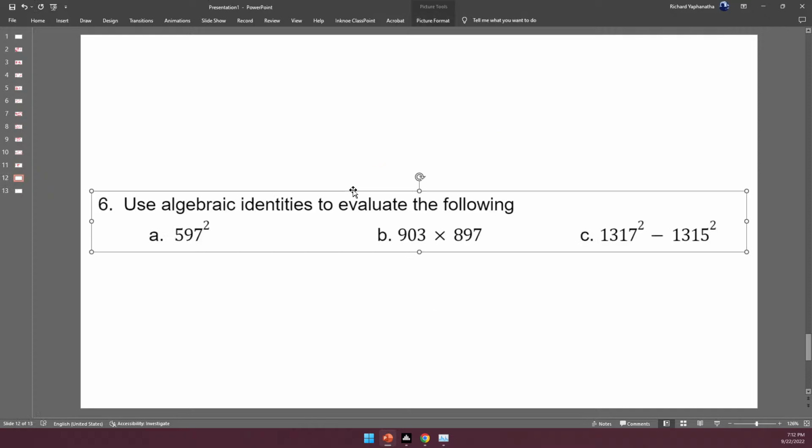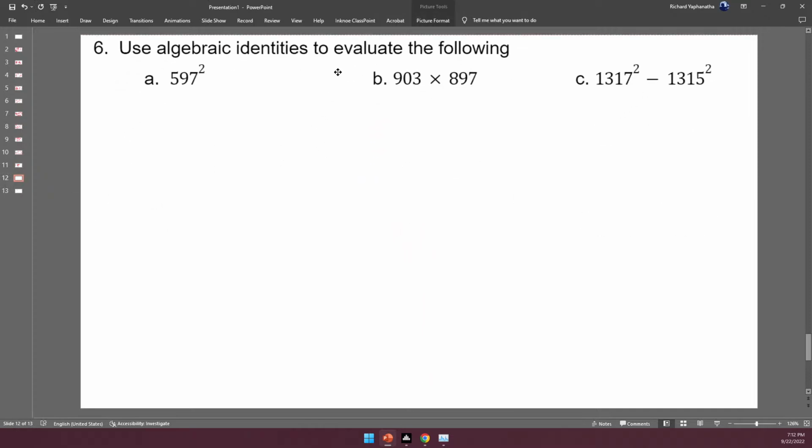Why do we need to go back there? So play and ask me at that second to solve it. This one, because it is 903, it means 900 plus 3. Because this is 897, it is 900 minus 3. Because a plus b and a minus b.